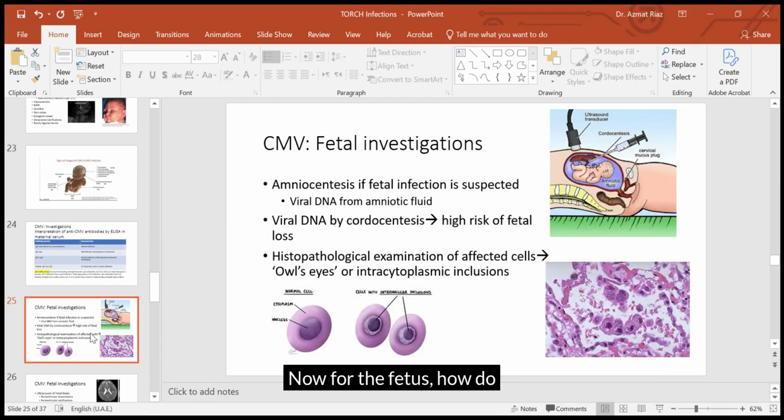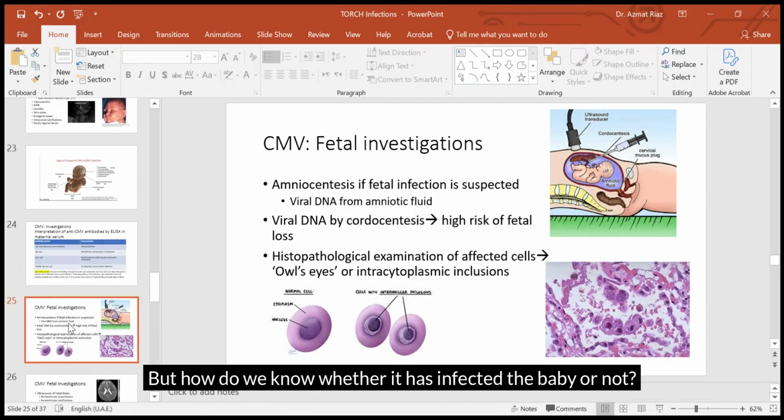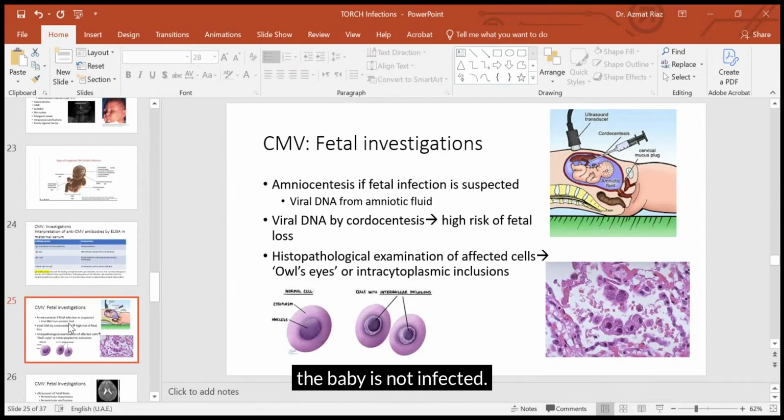Now, for the fetus, how do we know? The mother is infected, right? But how do we know whether it has infected the baby or not? Because a lot of times it happens that the mother is infected, but the baby is not infected. The baby may be exposed, but the baby is not infected. How do we know that?